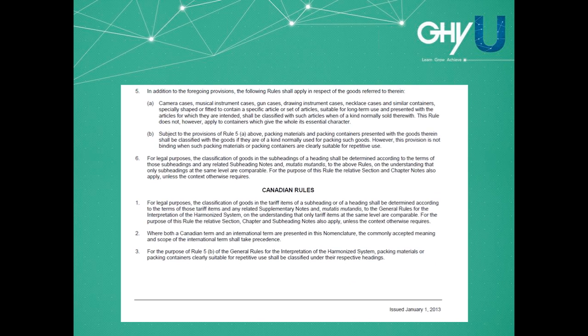Rule number 5. This talks about, in addition to the foregoing provisions, rules that shall apply in respect of the goods referred to therein. I'm tripping over my tongue already. For example, 5(a): camera cases, musical instrument cases, gun cases, drawing instrument cases, necklace cases, and similar containers specially shaped or fitted to contain a specific article or set of articles, suitable for long-term use and presented with the articles for which they are intended, shall be classified with such articles when of a kind normally sold therewith.